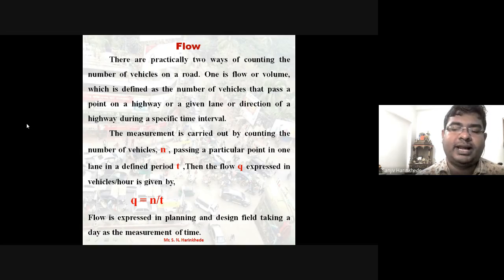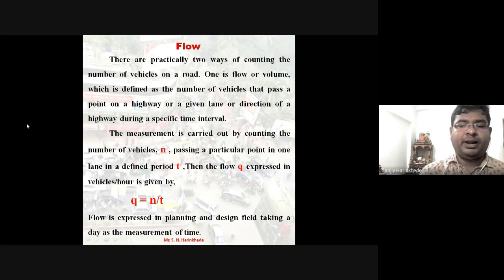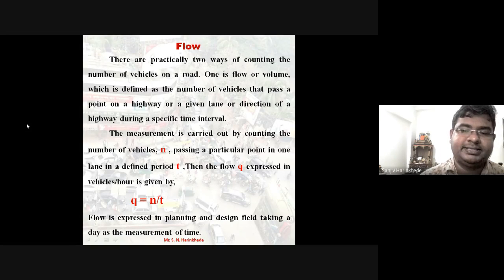Then the flow, that is small q, expressed in vehicles per hour, is calculated by this formula, that is q equals n divided by t, where q is the traffic flow or volume in vehicles per hour, n is the number of vehicles passing a particular point, and t is the time required for passing a particular point in one lane. The flow is expressed in the planning and design field, taking a day as the measurement of time.